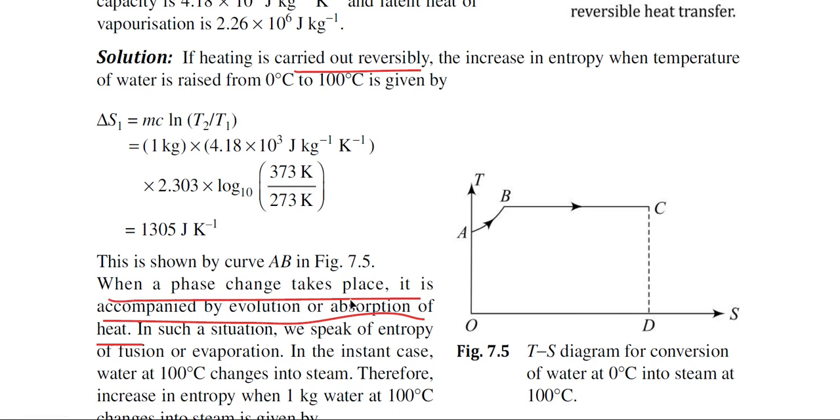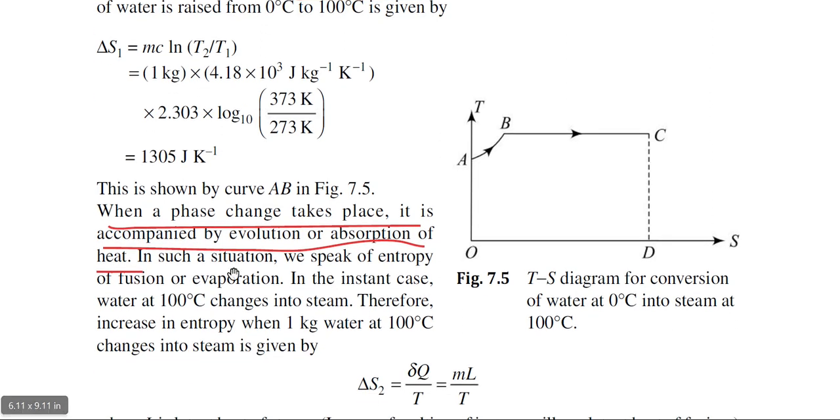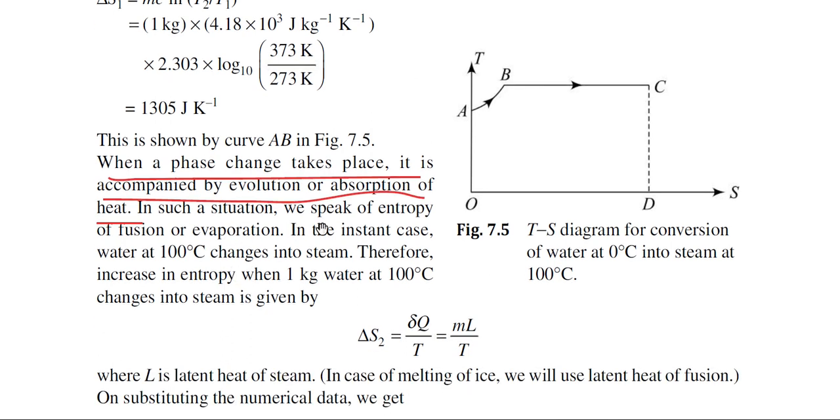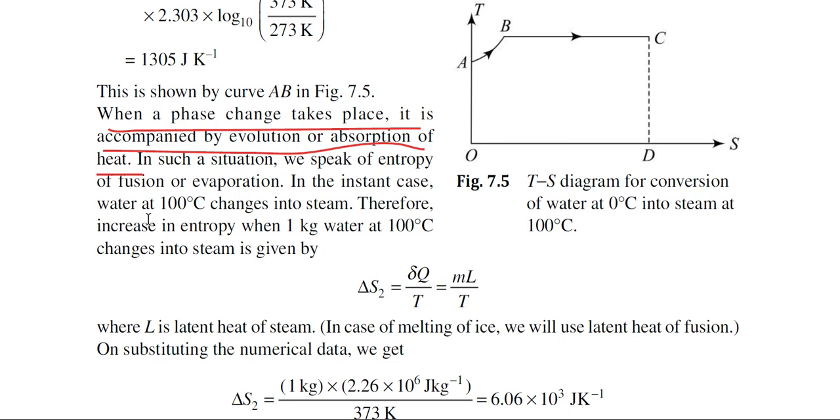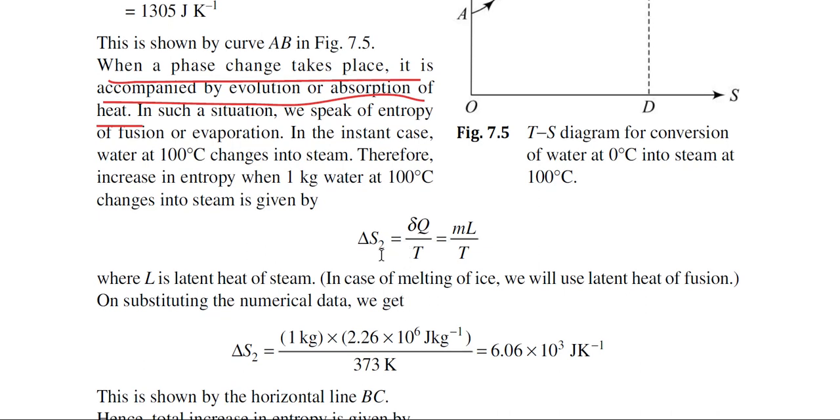When a phase change takes place, it is accompanied by evolution or absorption of heat. In such a situation, we speak of entropy of fusion or evaporation. In the present case, when water comes to 100 degree centigrade and changes into steam, we need the increase in entropy when 1 kg of water at 100 degree centigrade changes into steam. In that process the entropy will be expressed as delta S2. Why S2? Because it is the second step.